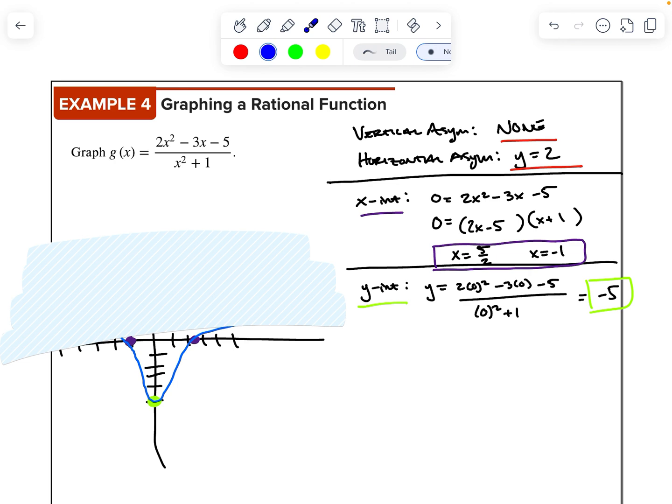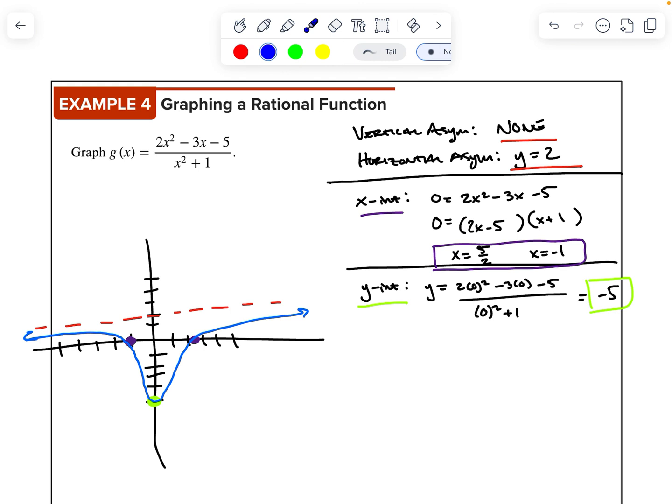The x-intercepts, we set the whole thing equal to 0, multiply by x squared plus 1. The top we can factor and find that 5 halves and positive 1 are your x-intercepts. The y-intercepts, when you sub a 0 in for x on top and bottom, you just get negative 5.